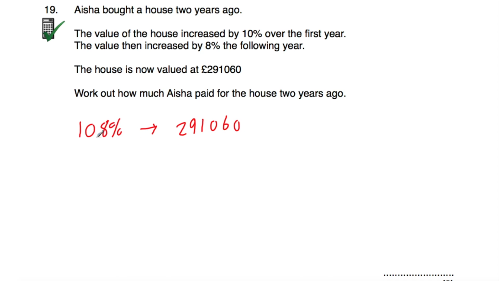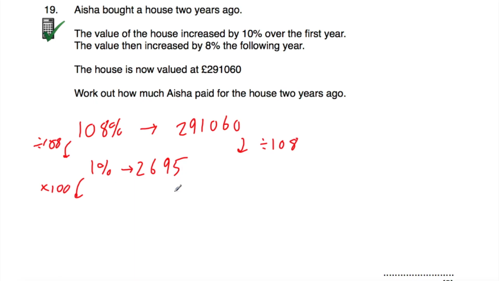Okay, so if we divide both of these by 108, that'll tell us 1%. So 1% is equal to, and if we do it in our calculator, £291,060 divided by 108, that's equal to £2,695. And then if we times by 100 and times by 100, so that's 100% is equal to £269,500. So just multiply that by 100.